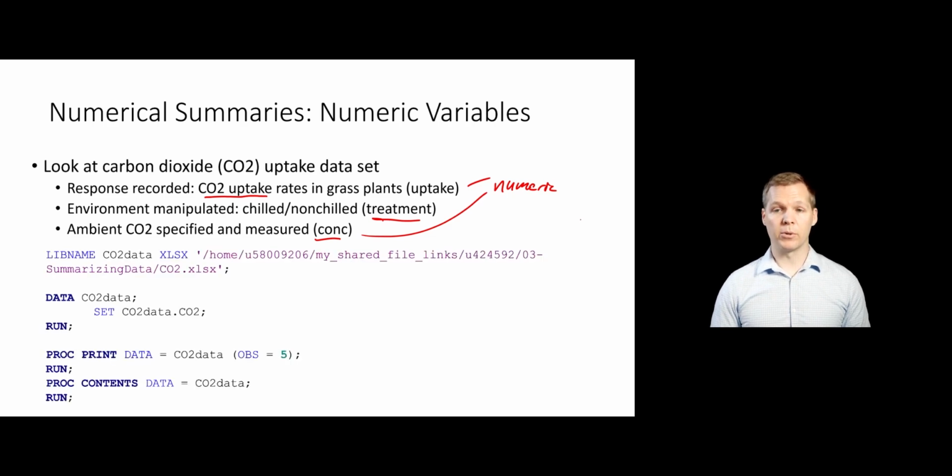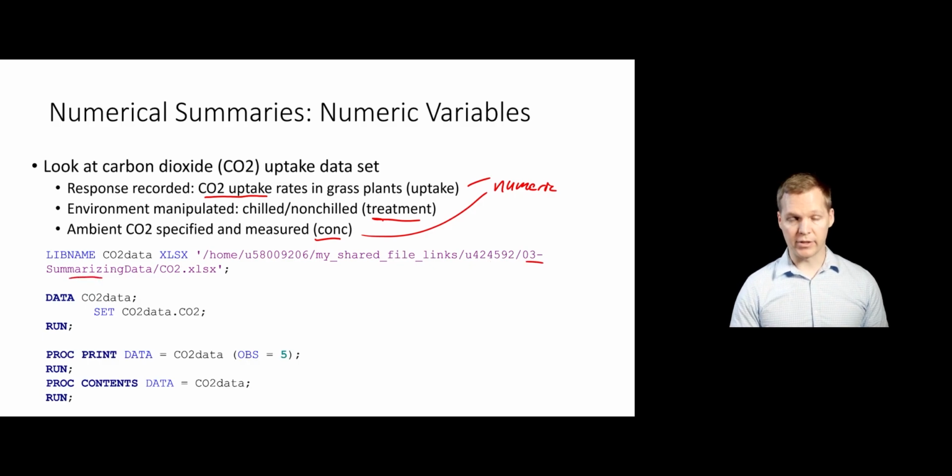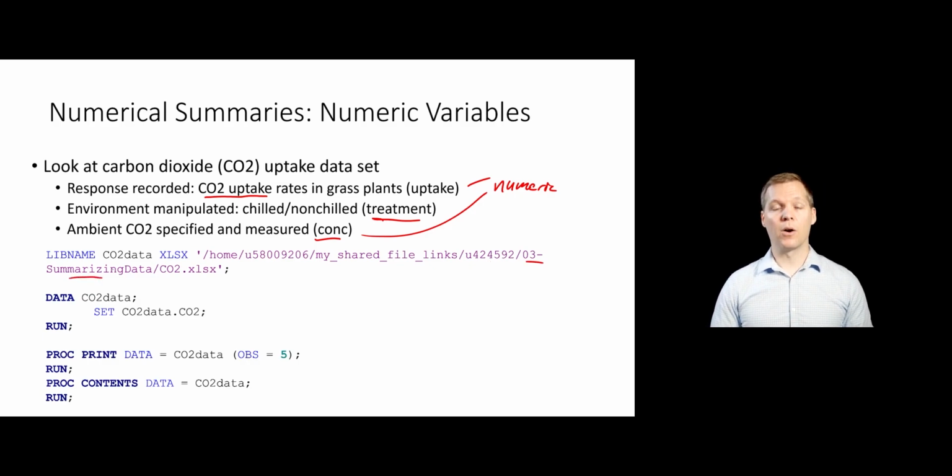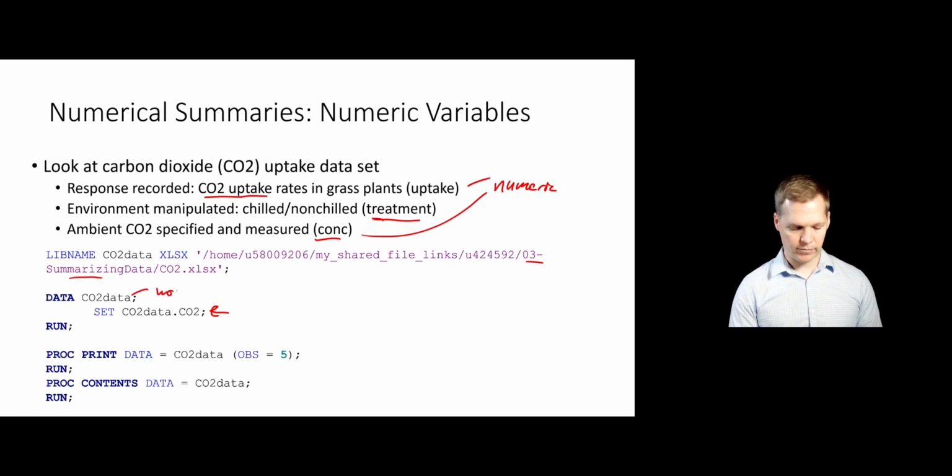This data set is available in our shared folder for this module, so the path to it should look something like what you see here. Since this is an XLSX file, we'll use a libname engine to just gain access to it, and then we'll set that data set and copy it into a SAS data set. So here, a libname statement to gain access to it, and we're going to copy that particular sheet that we have access to as a new data set in our working library called CO2 data.